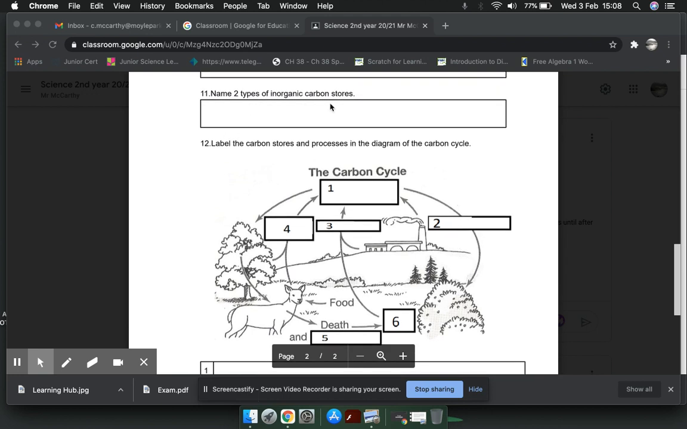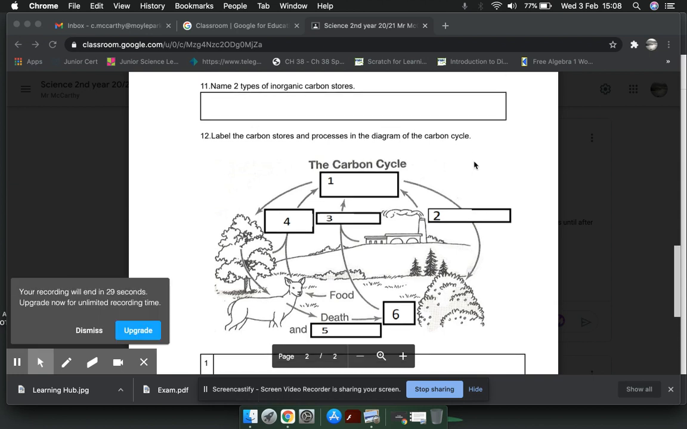Name 2 types of inorganic carbon stores. So inorganic means that it's not found in living things. So you could talk about the ocean. So CO2 is dissolved in the ocean. Okay, so the ocean. You could also, of course, mention dissolved in rivers and streams as well. That would be an inorganic carbon store. Those would be the main ones there that I can think of. The carbon stores in the earth would be the ocean and other water bodies.